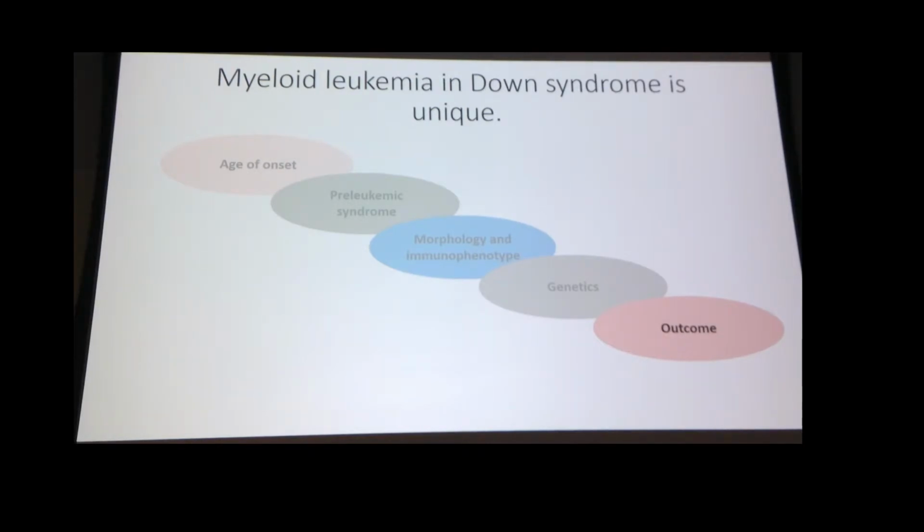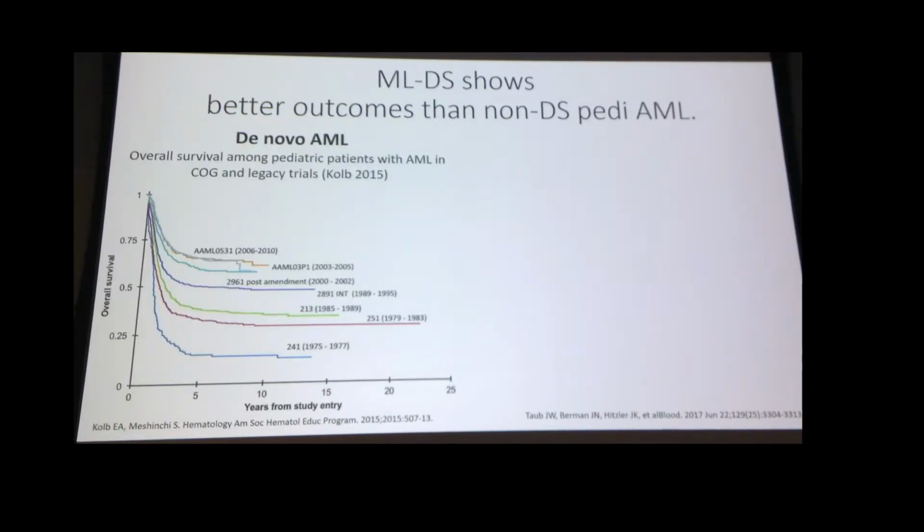All right, so lastly, I'm just going to tell you about one last really unique aspect of myeloid leukemia and Down syndrome, and that is that the outcome among these patients is quite different from the outcome in patients without Down syndrome. So first, I'm going to show you a survival curve from pediatric patients with acute myeloid leukemia, but this is all comers, so all different subtypes of AML and all different patients. Probably some of them had Down syndrome, but the vast majority did not.